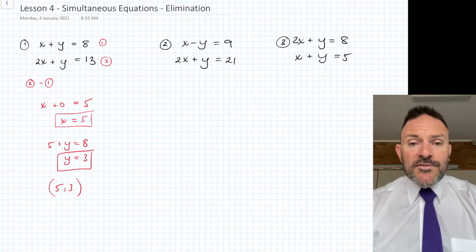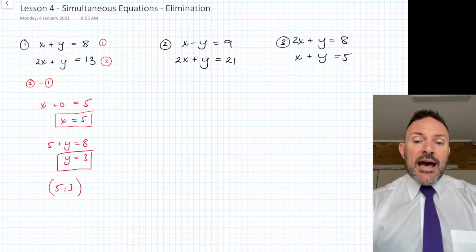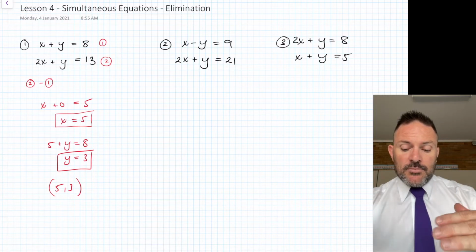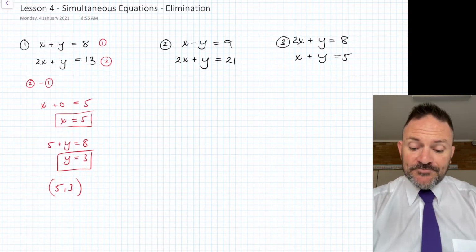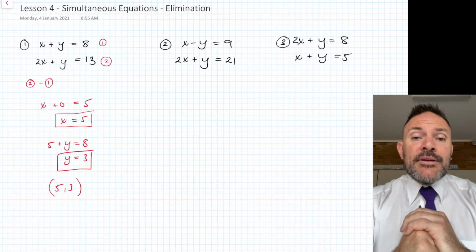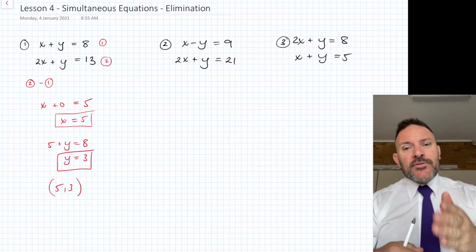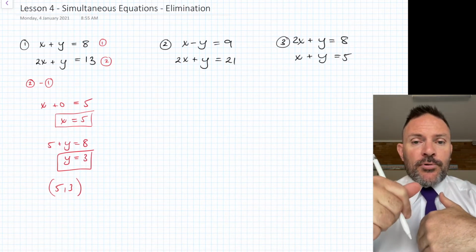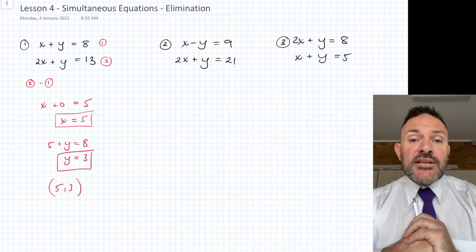Perfect. I could have done it the other way and said minus, so x minus 2x is minus x, 8 minus 13 is going to be minus 5, and then I'm going to subtract across, and I'm still going to get the same answer. That is why elimination works quite nicely. But they have to be aligned, and you've got to try and eliminate. Sometimes you've got to go through that process. Do I either add them or do I subtract them? You've got to be careful when you do see negatives there.